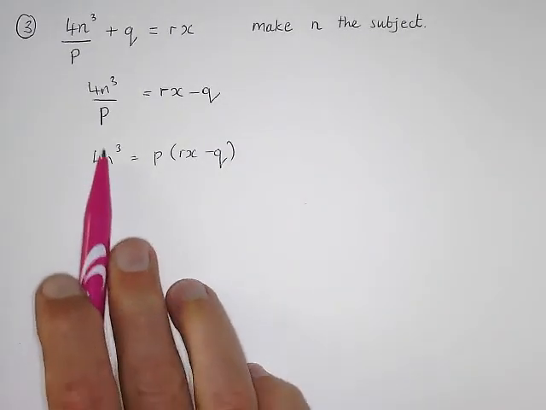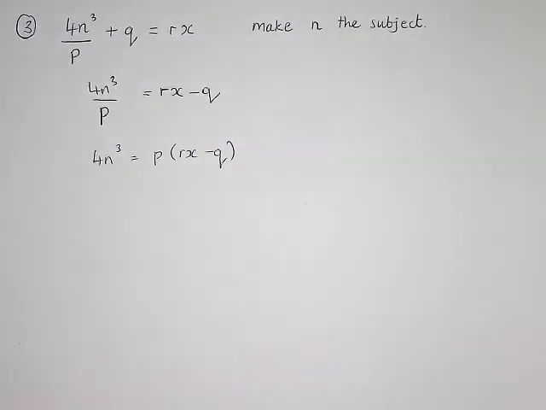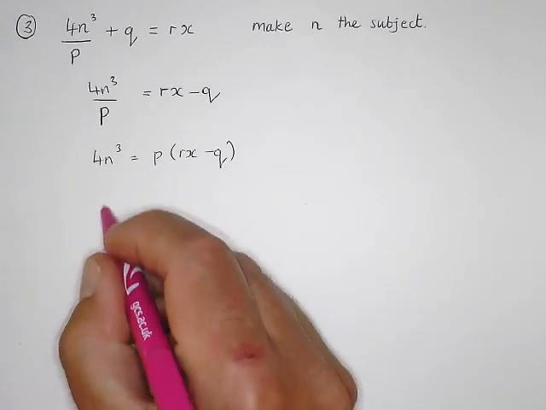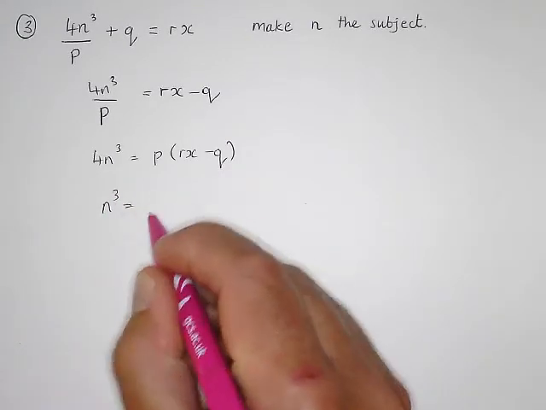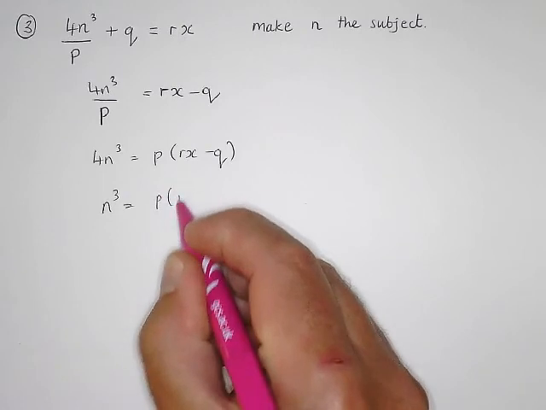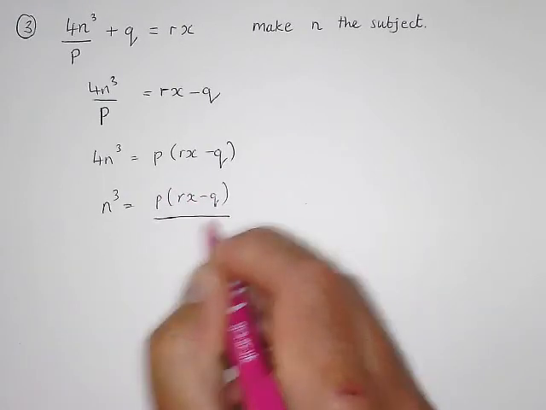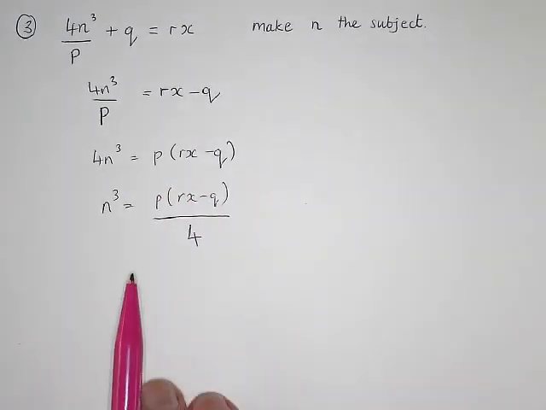The next step is to remove the 4, so we get n cubed on its own. The 4 is multiplying the n cubed, so to take the 4 over, the opposite of multiplying is dividing, so we divide everything by 4.